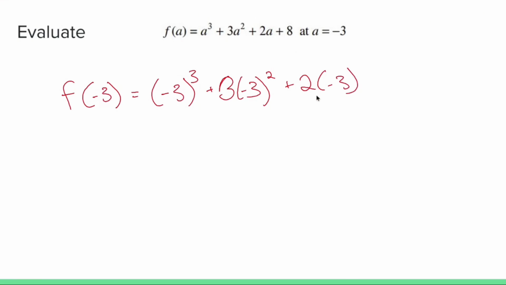2 times negative, because of the emo looking hair. Maybe I can just see it, maybe you can't, maybe nobody watches these. But anyway, this is me replacing every a with parentheses negative 3.